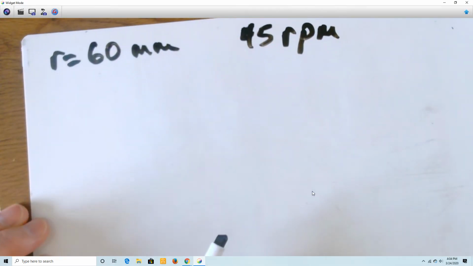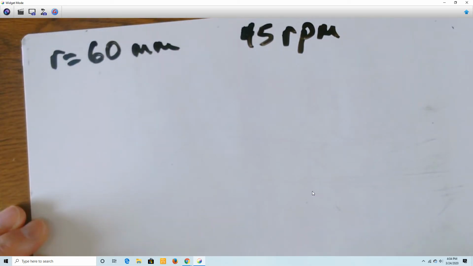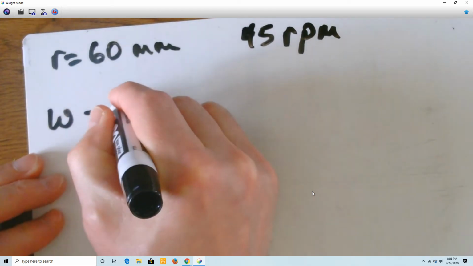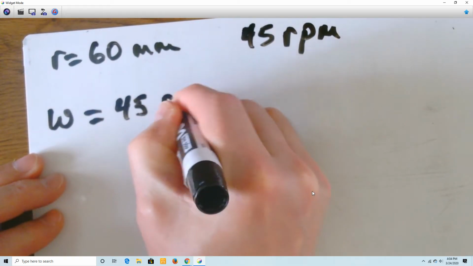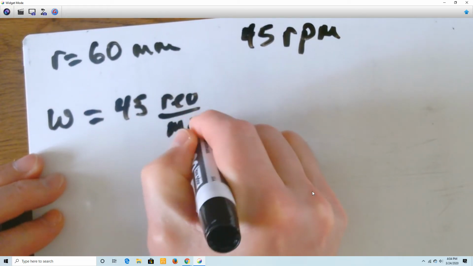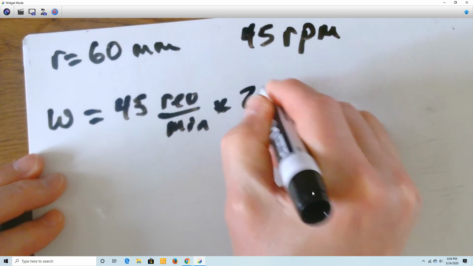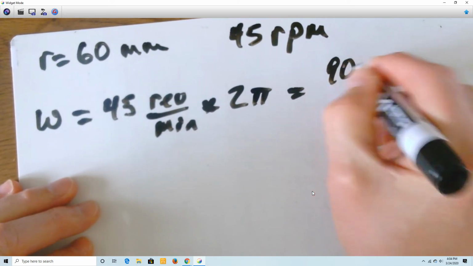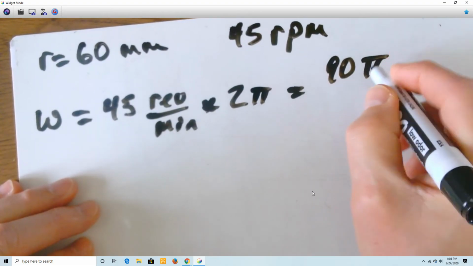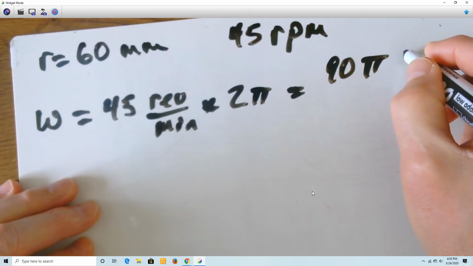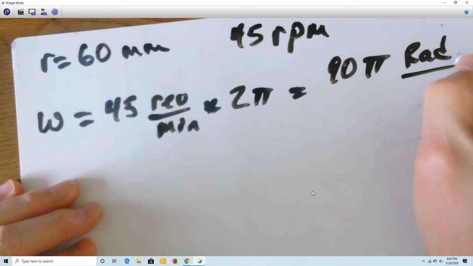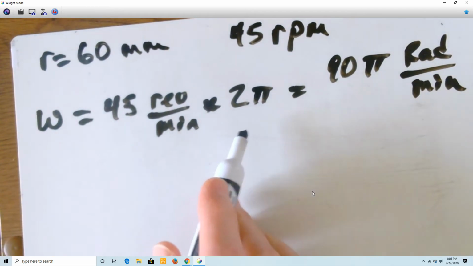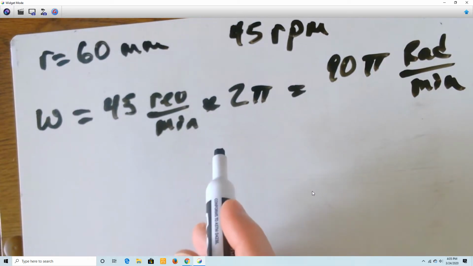All right, we want to find the angular velocity. So that's W again. We're going to multiply 45 revolutions per minute by 2 pi. So we get the angular velocity is 90 pi radians per minute. As soon as we multiply by 2 pi, we're changing it from revolutions to radians.